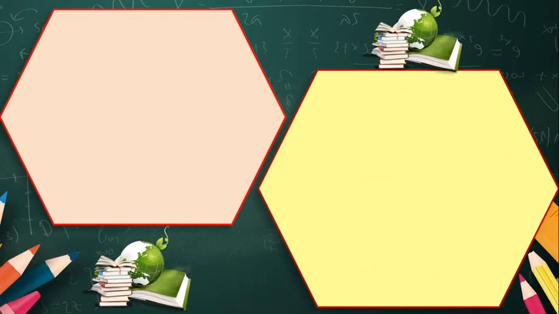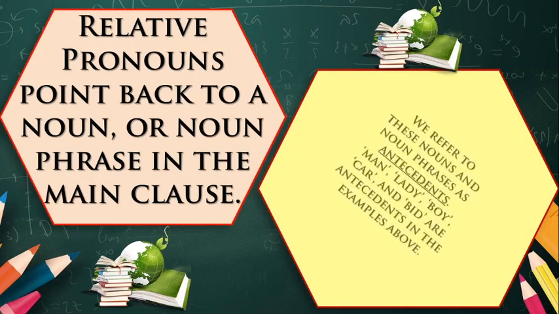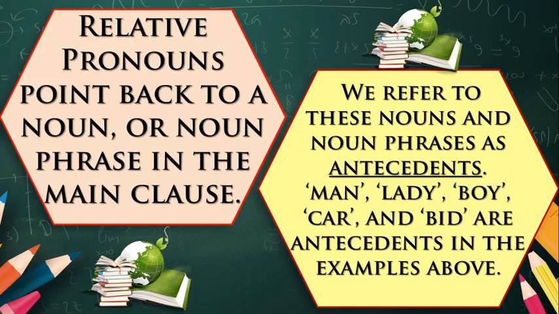Relative pronouns refer to a noun or a noun phrase in the main clause, like we have said earlier, and you have to take note of that. Now, we refer to these nouns and noun phrases as antecedents. When you talk about antecedents, they are the nouns that the relative pronouns in a sentence refer to. In the sentences displayed earlier, we have man, lady, boy, car, and bid. They are all antecedents in the examples given above.